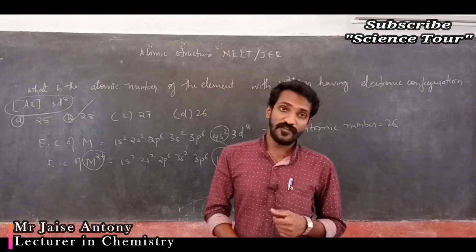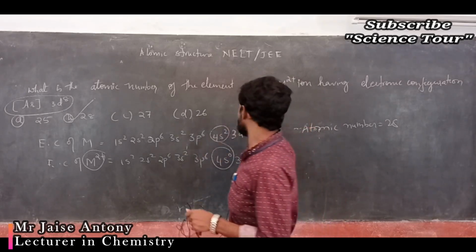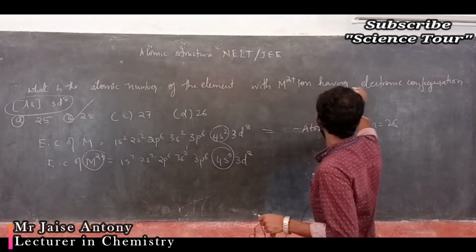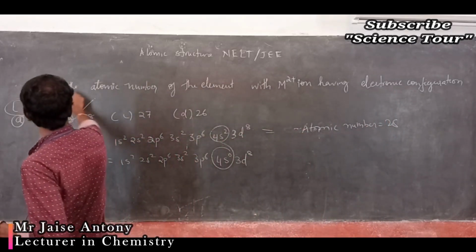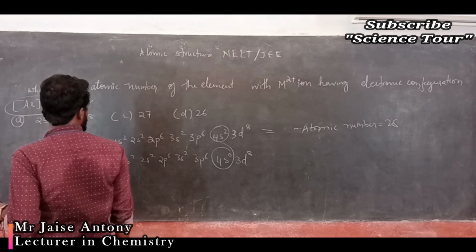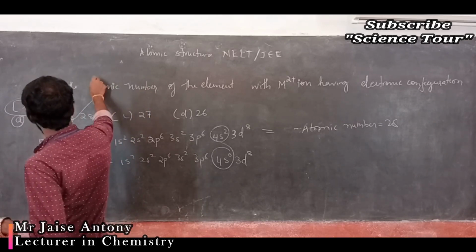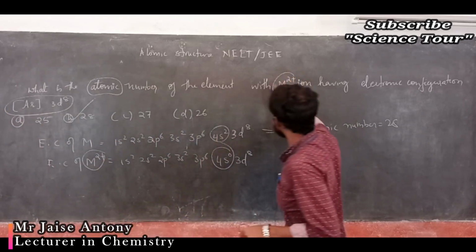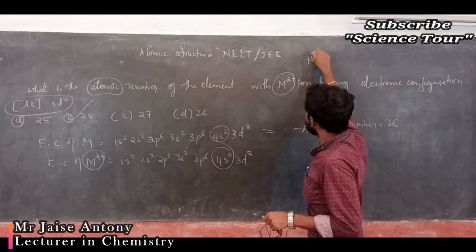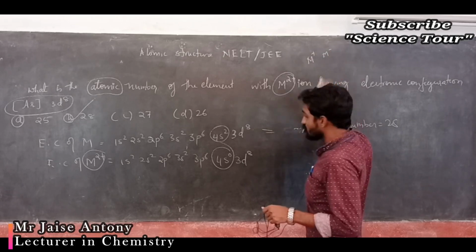See here, to confuse you, they have given it like this: M2+ ion having this electronic configuration. You have to find out the atomic number. Understood? See, atom means it is not an ion. Ion means M2+ or M+ or M++ or M-.